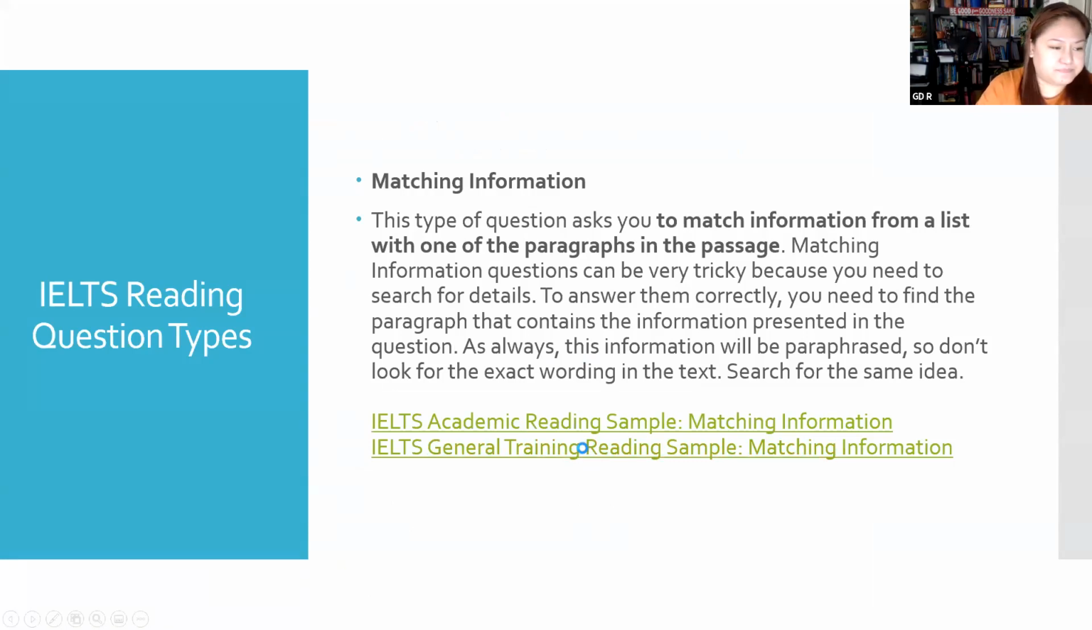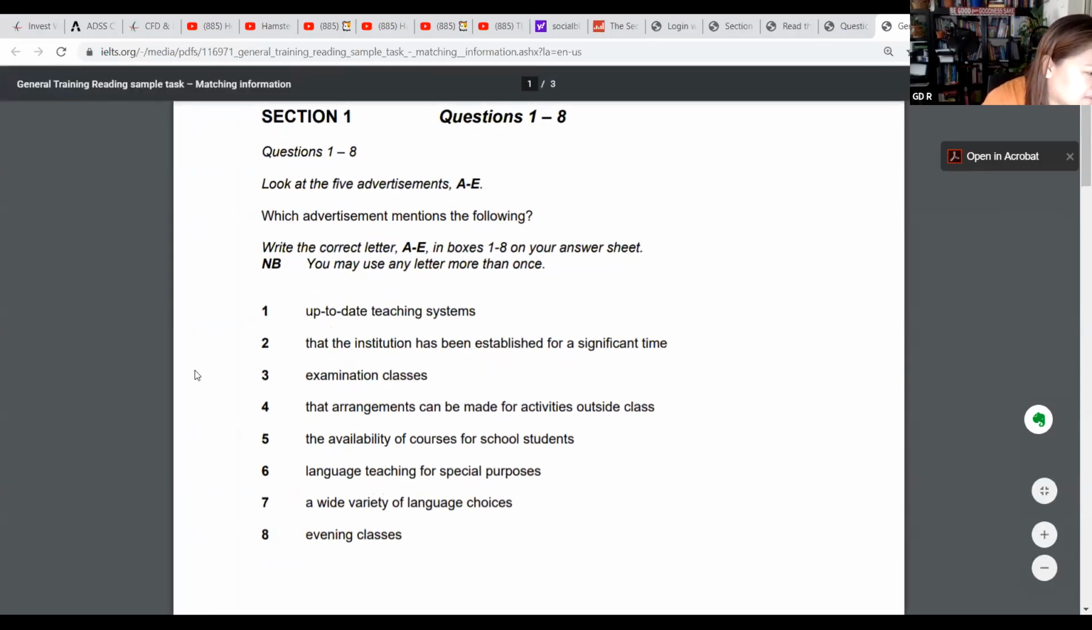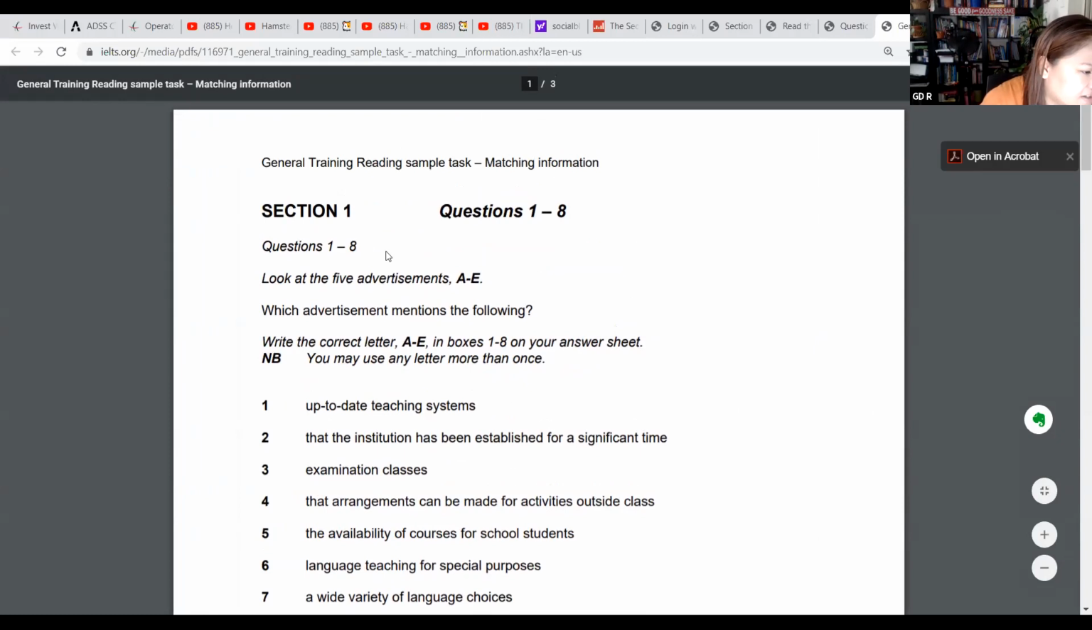Sample natin. Mas madali ito actually, yung matching information. This is the easiest one. You can also do this on your own. But let's answer, let's say 1 to 2 questions. So questions 1 to 8. You would notice, if it's section 1, it's easier. Section 2, it becomes much more difficult. Section 3, it's the most difficult. It's the same like the listening exam.